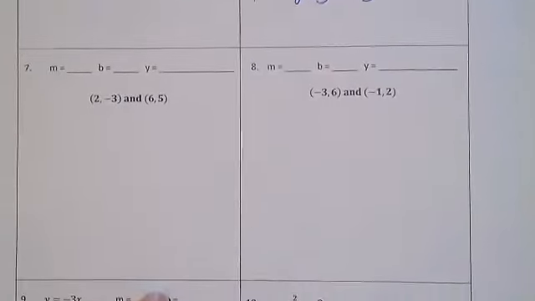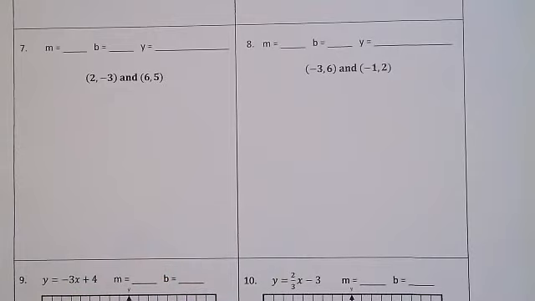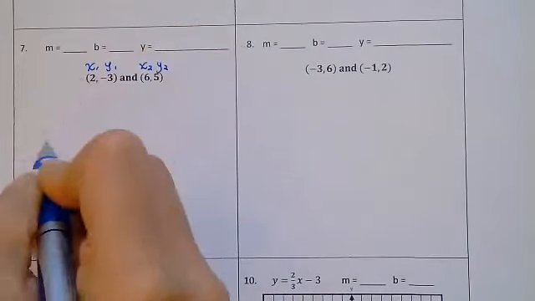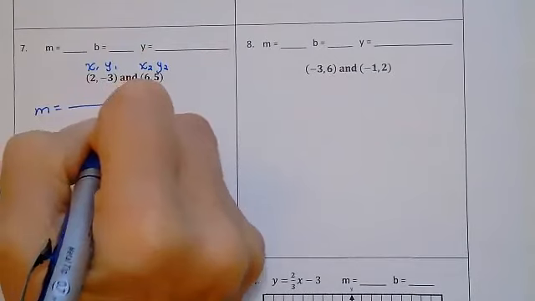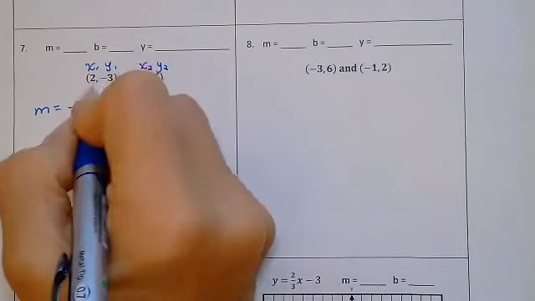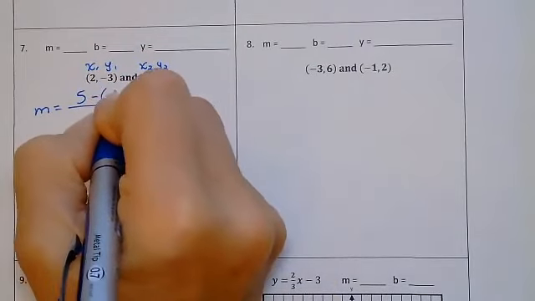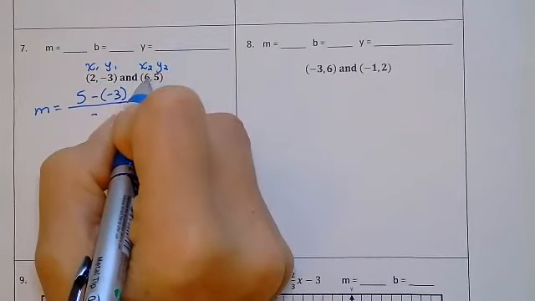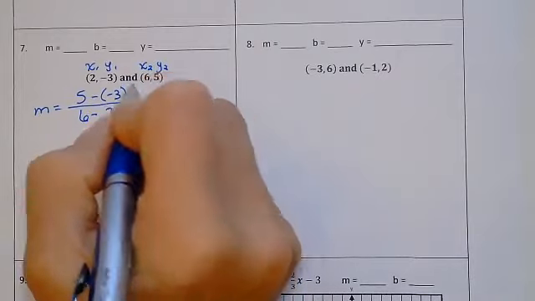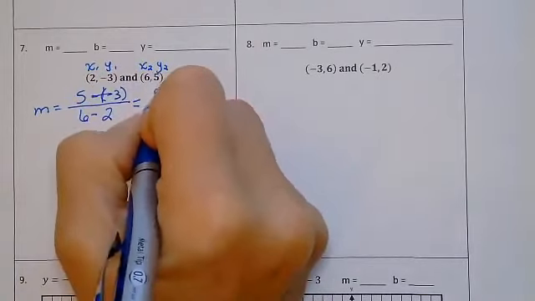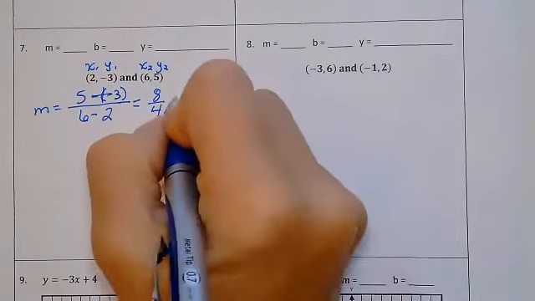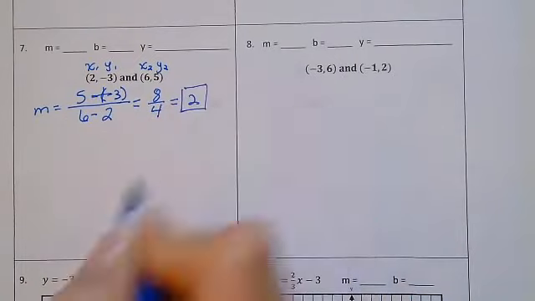All right, number 7. Okay, again, we're going to label x1, y1, x2, y2, and use our slope formula. Start with our frame. 5 and -3. 6 and 2. Solve. We know this becomes a positive, so we end up with 8. 6 minus 2 is 4. And when we simplify, we get 2. So our slope is 2.